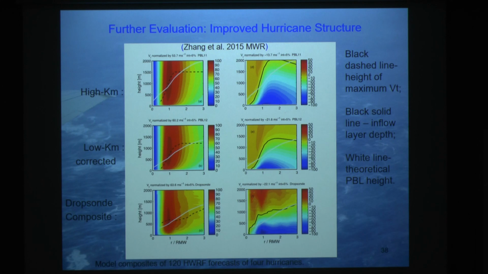So going back to the boundary layer structure, here, left-hand side is the radius-height plots of axisymmetric tangential wind on the left, the radial winds on the right. So here, the upper panel shows the model structure before the modification. This is a 3 kilometer resolution. You see the inflow depth is about 2 kilometers, and this is after the modification. You see the inflow layer depth is reduced to about 1.2, 1.5 kilometers. It's much closer to observations. So basically, by changing the model physics, we not only improve the hurricane intensity forecast, but also the structure.